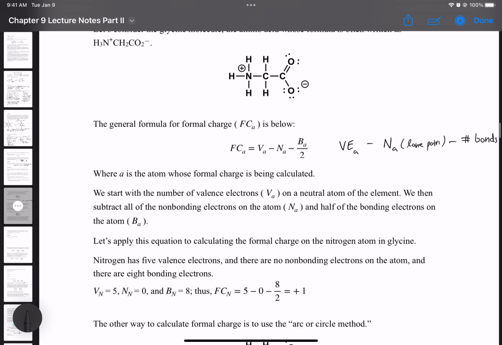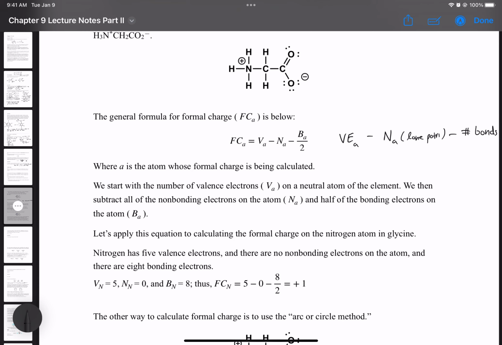So remember, this equation on the left might be a little tricky. Another way to think about it is, how many valence electrons does my atom usually have? You go back to the periodic table, you look at the group number, okay, it's in group 3A. So it must have 3 valence electrons. So you would put 3 for V sub A, okay?